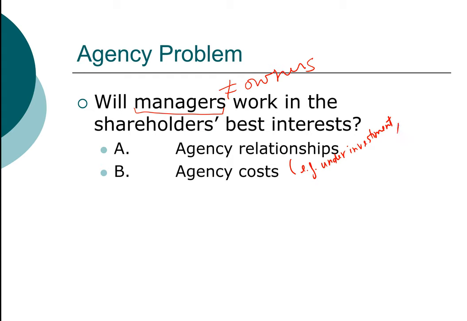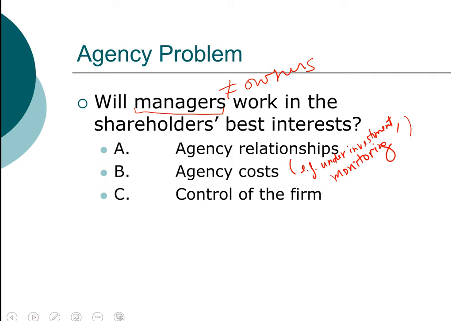Another way that agency cost may be incurred is the cost to monitor. So these are the monitoring costs, the cost to monitor managers to make sure that they are working in stockholders' best interest. Monitoring costs can include the cost of hiring an audit firm, the cost of using certifications, and so forth. And then lastly is the fight for the control of the firm. What direction do you want the firm to go? And managers and shareholders sometimes may not agree.